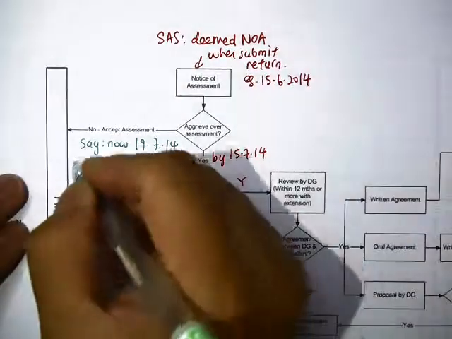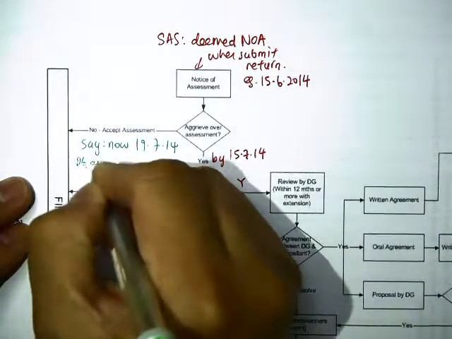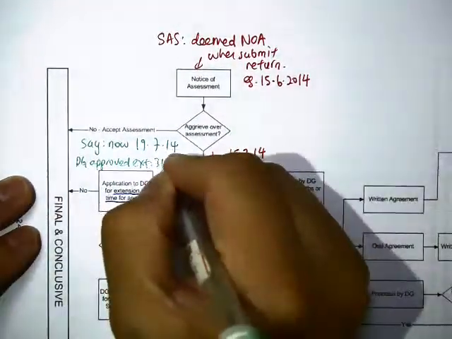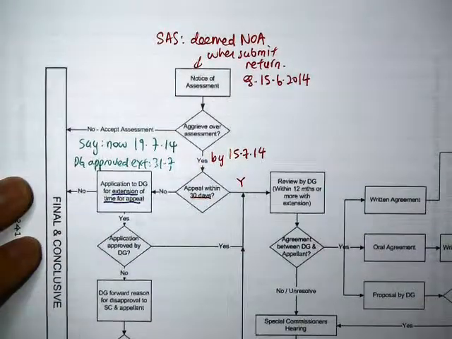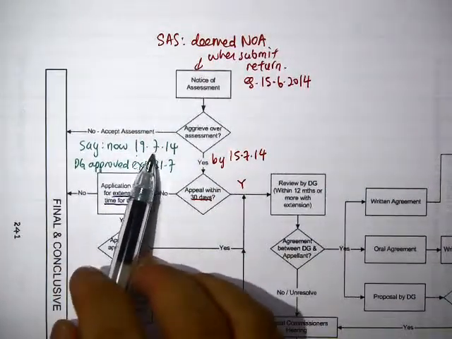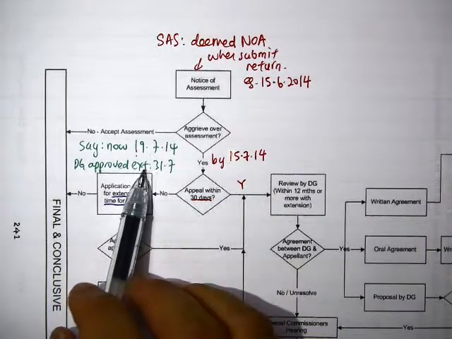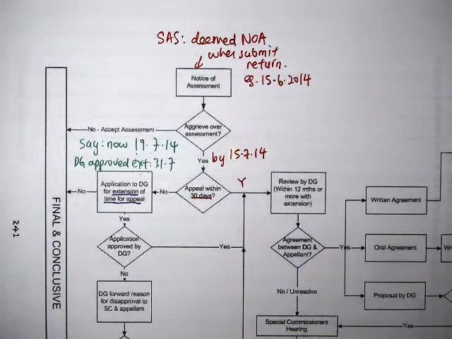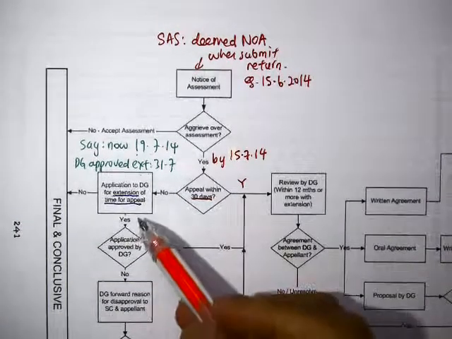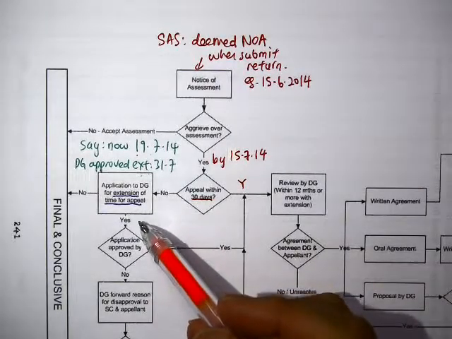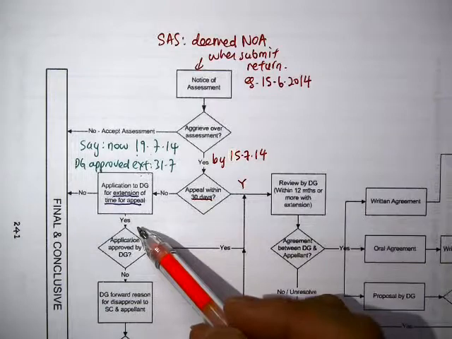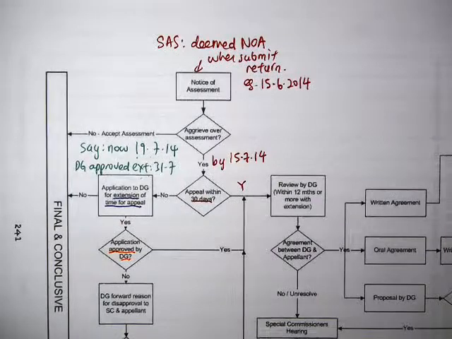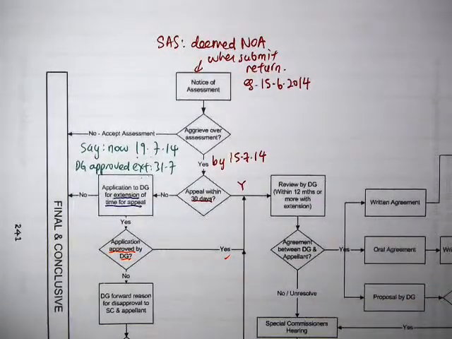So if the Director General, the DG, approved an extension all the way until 31st July, assuming, okay? So 19th of July is the date now, but they approve until 31st July, so you have enough time, right? Now you can lodge an appeal. But the issue is, if you submit an extension of time, whether or not the DG will approve is up to him. That's his power. So it depends on whether this application is approved by the DG. If the Director General approves, you can go on and submit your appeal.